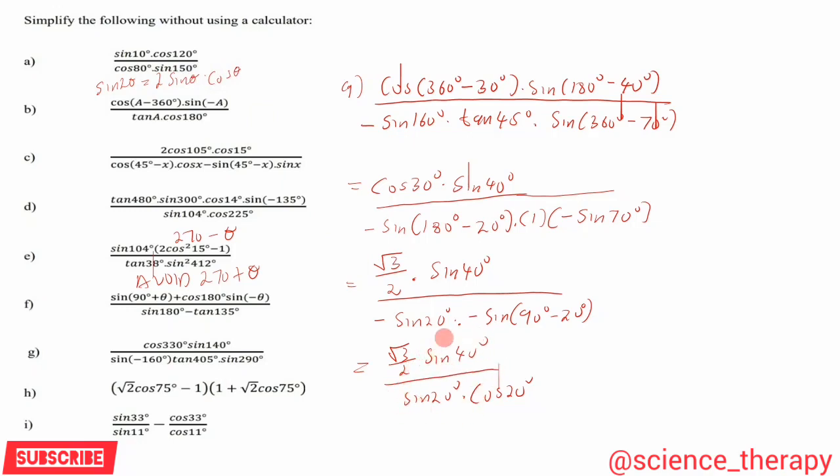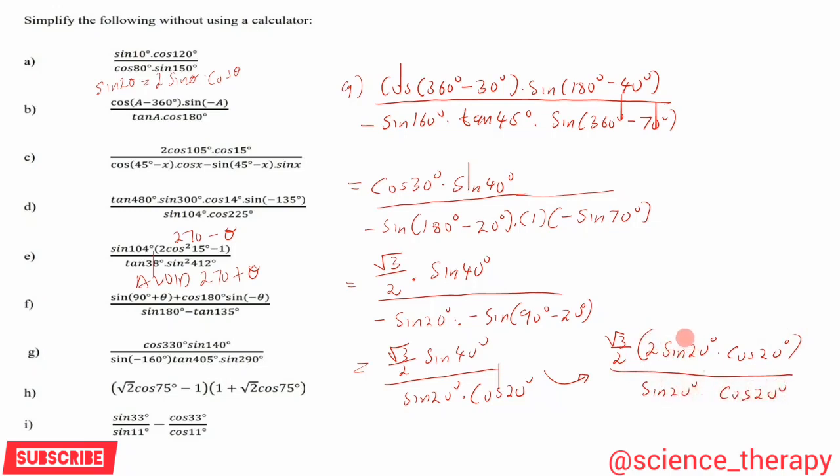Now we can do something with this though. If you look at this 40 degrees, this is exactly the double angle that we are speaking about here, right? So 40 degrees is a double angle of 20 degrees. So this sine 40 degrees can be written as 2 sine 20 degrees cos 20 degrees. So now, for that one we have this root 3 over 2, and then let's break this down into the double angle: 2 sine 20 degrees and then cos 20 degrees. Awesome. Then over we have sine 20 degrees and then cos 20 degrees.